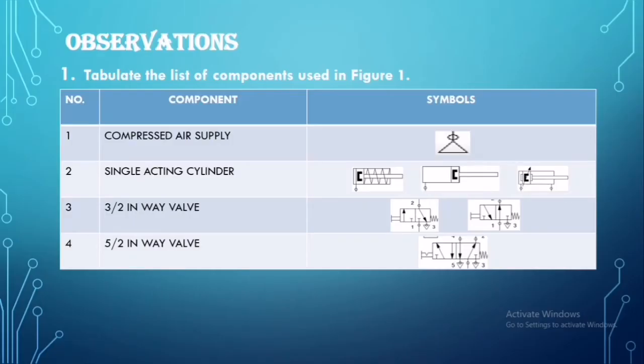Okay, let's see the observation. Observation number 1, tabulate the list of components used in figure 1. Okay, first of all, we use compressed air supply for the 3 circuits, circuit 1, circuit 2, circuit 3, and single acting cylinder. We use 3/2 way valve, 5/2 way valve.